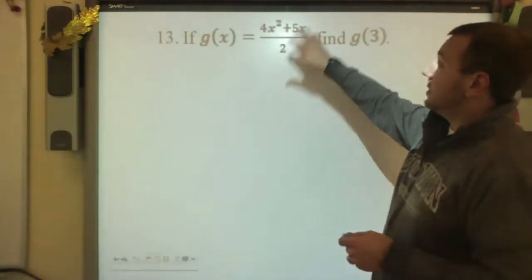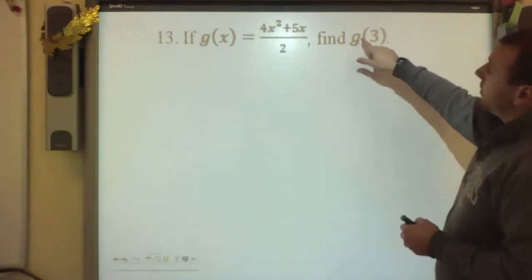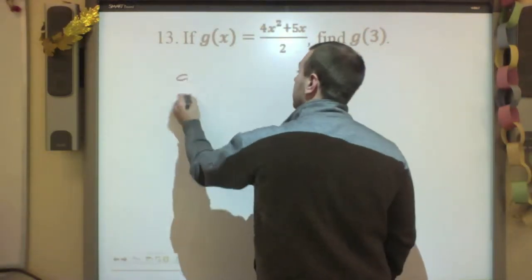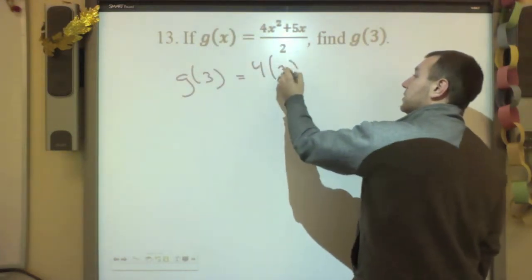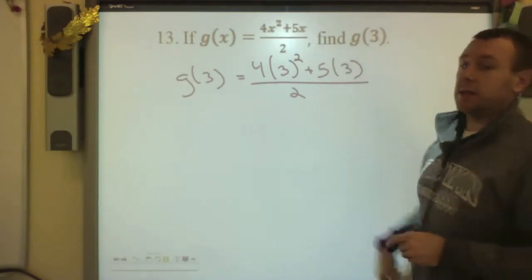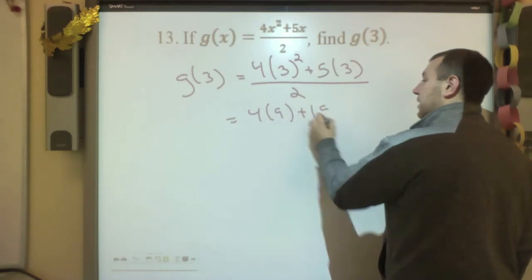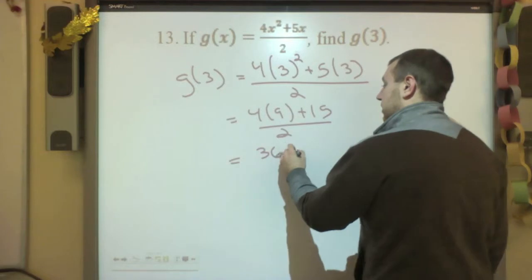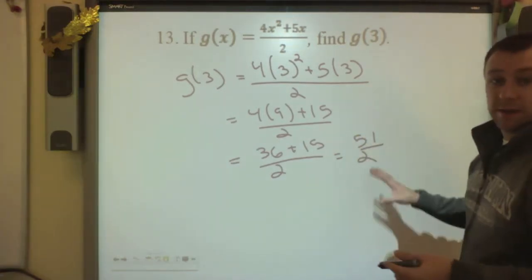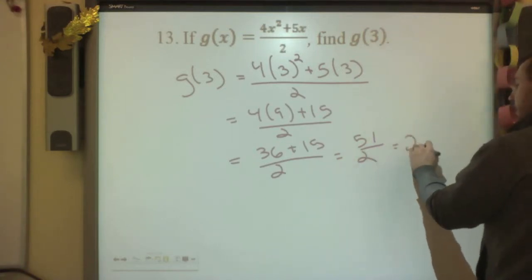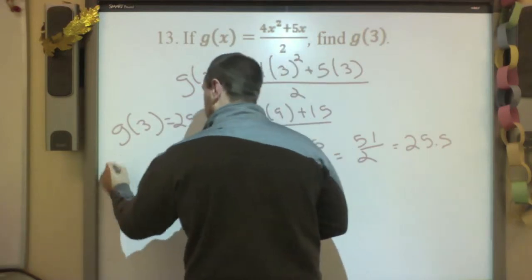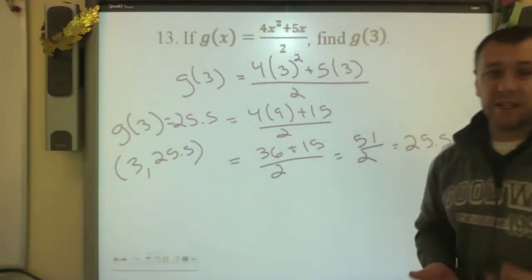The next step deals with exponents on top of fractions and multiple x's. So now when I deal with g of 3, there are 2 x's to deal with. I plug the 3 into both of them. So g of 3 equals 4 times 3 squared plus 5 times 3, all over 2. Notice that I took the 3 and I plugged it into both of those x's. So now it's 4 times 9 plus 15 over 2, 36 plus 15 over 2, equals 51 over 2. That's fine because I can't reduce that, or I could write it as 25.5. So my g of 3 is 25.5, or the point (3, 25.5). And that's how I would deal with that.